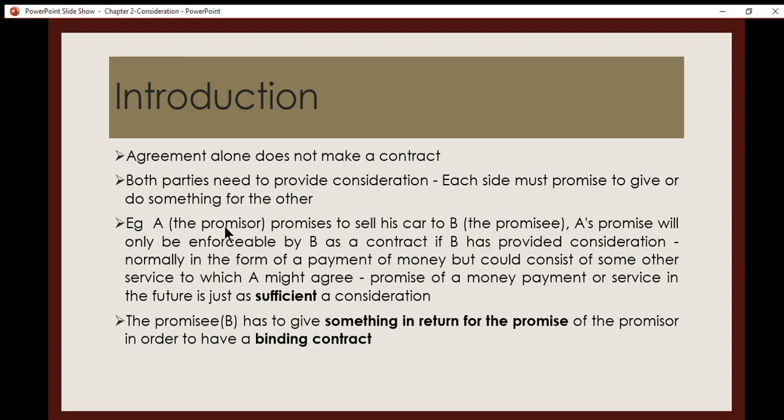So there must be a sufficient consideration in order to conclude a valid contract. In this situation, the promisee B has to give something in return for the promise of the promisor in order to have a binding contract. Because for A and B to conclude the contract, when A sells his car to B, B also must provide consideration, for example in the form of payment of money to A.